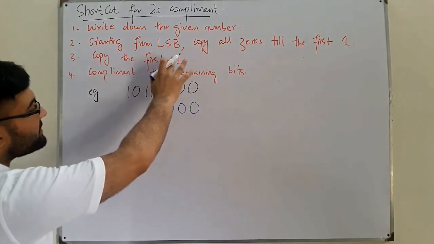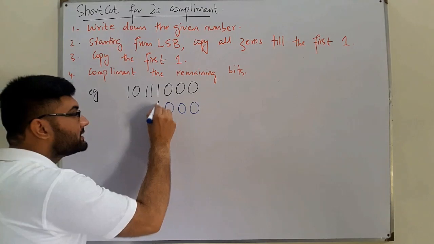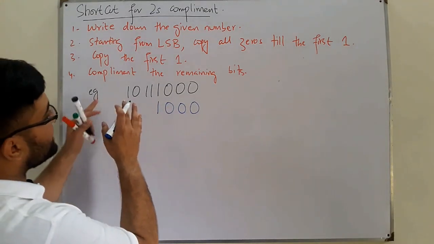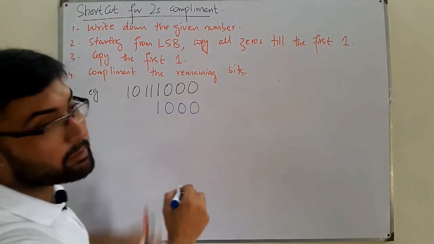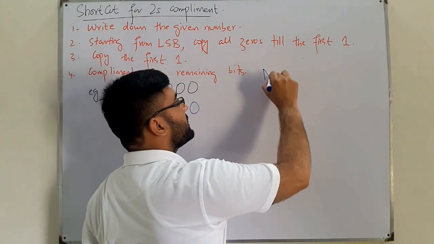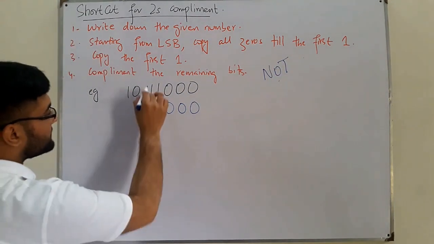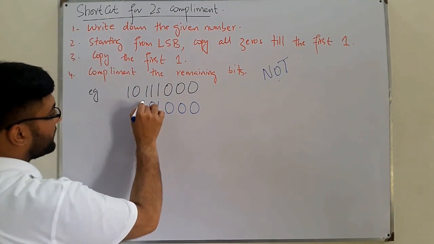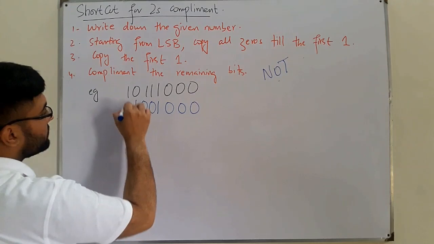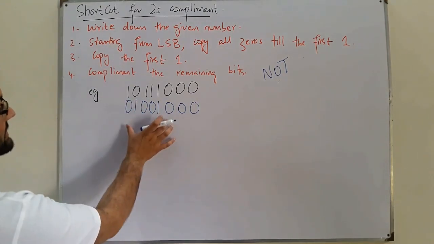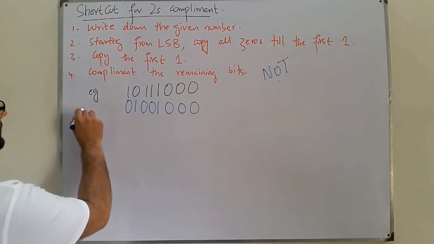The third step, copy the first one. Okay? And the next step is complement the remaining bits. Complement means you invert them, which means the NOT operation, the NOT gate. So this 1 becomes 0, this 1 to 0, this 0 to 1, and this 1 to 0. So this is the 2's complement for this number.